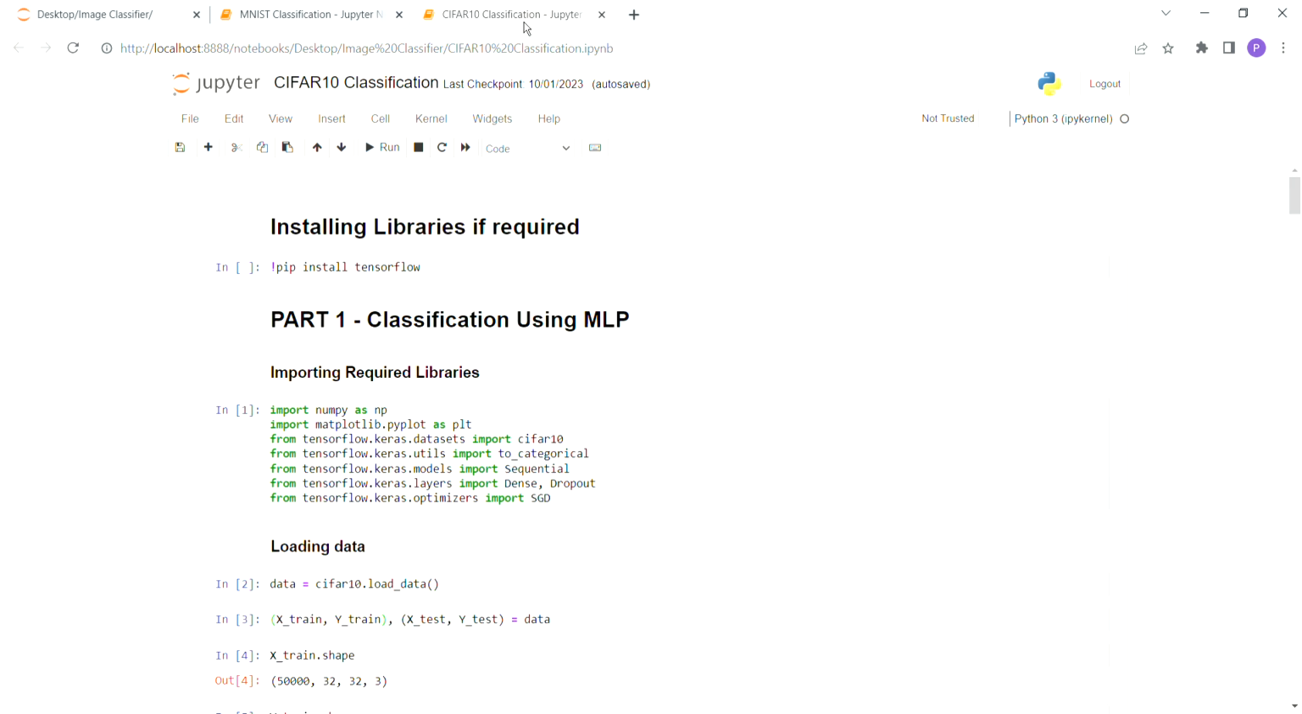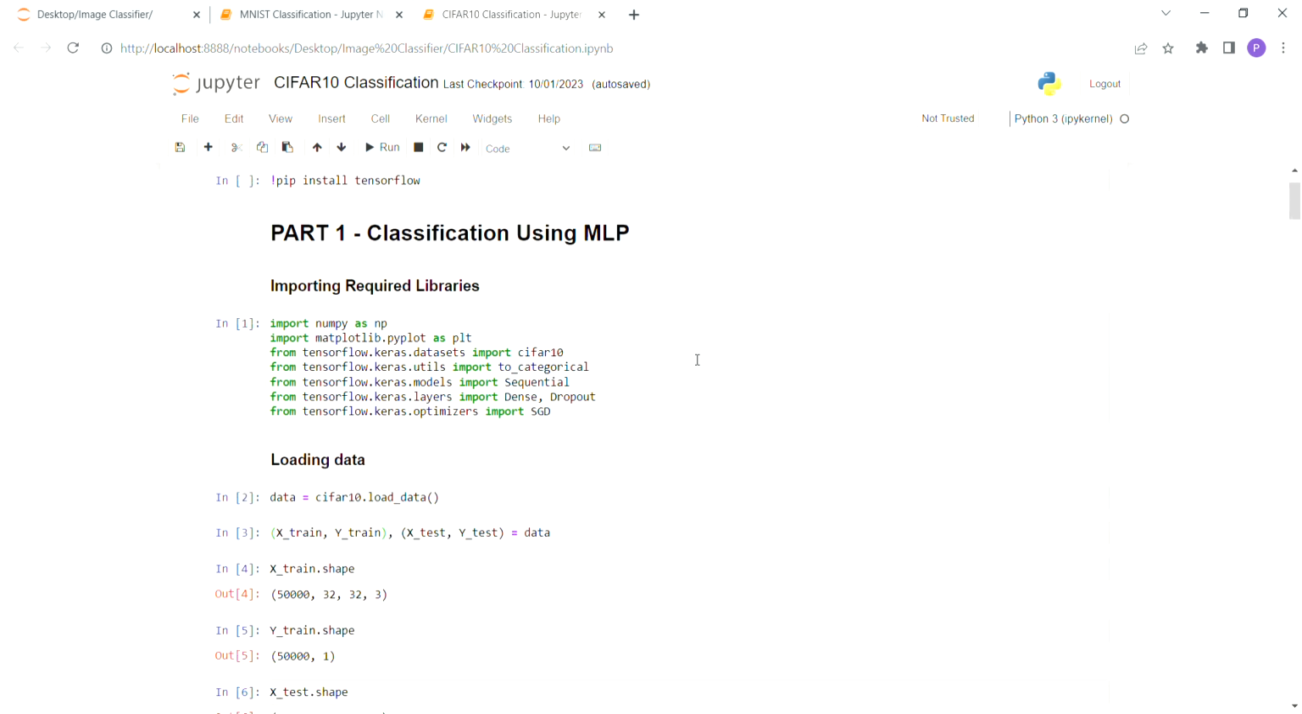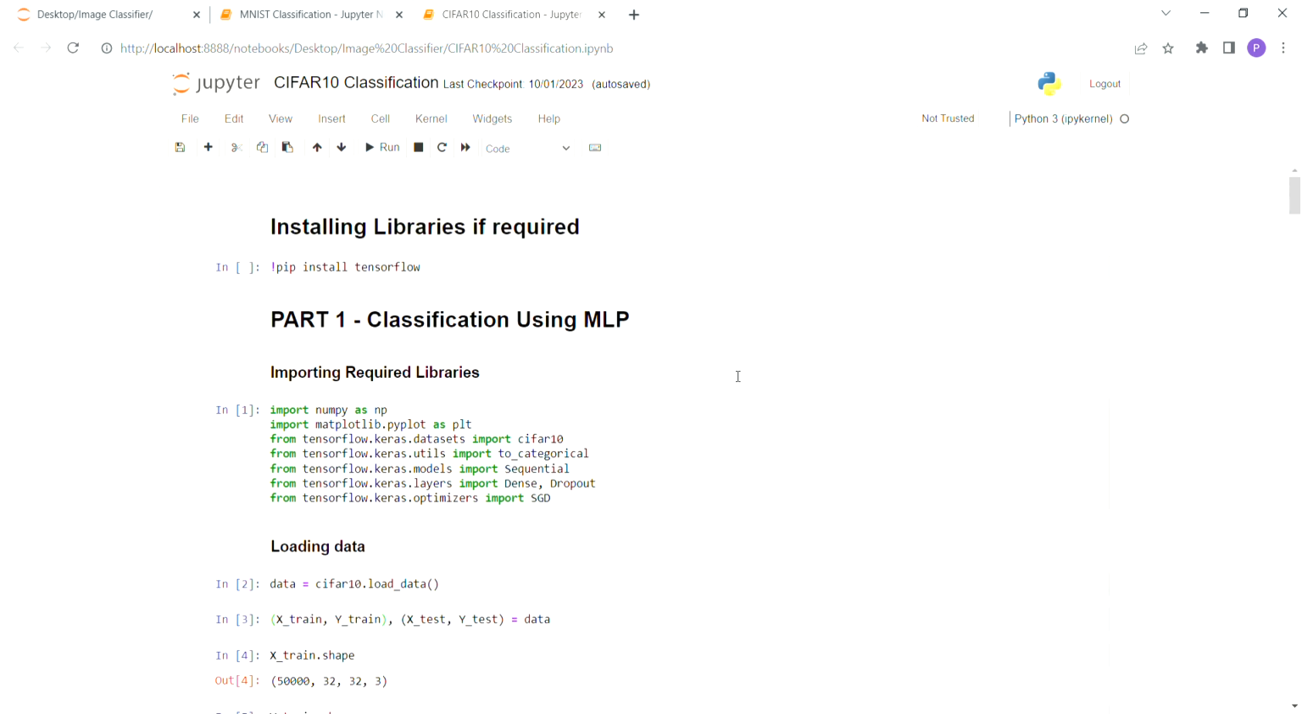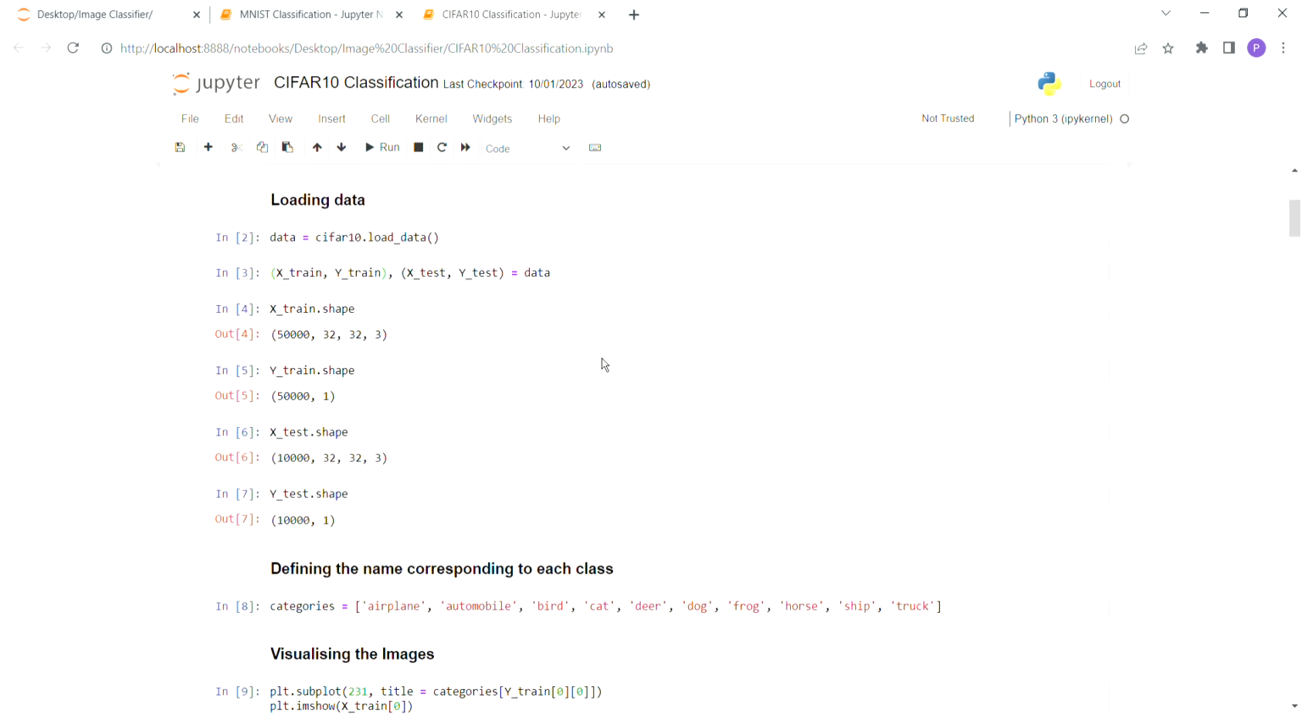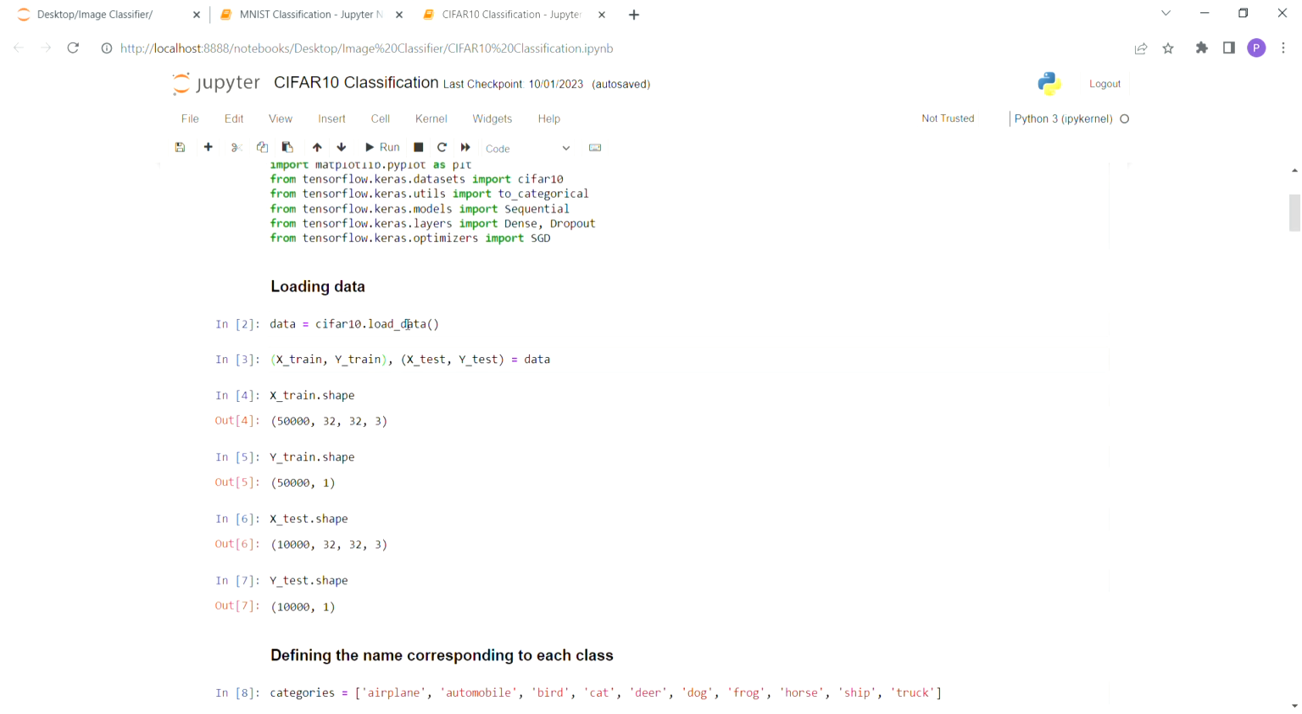Now we will try to do the same on the CIFAR-10 dataset. So in CIFAR-10, since it is an RGB image, we will be trying MLP and let's see what happens here. So initially again we will need TensorFlow for this and importing the required libraries. Then we will be loading the data. So the CIFAR-10 data set is like we have 60,000 images, out of which 50,000 are training images and 10,000 are test images. Each image is of a dimension of 32 cross 32 cross 3.